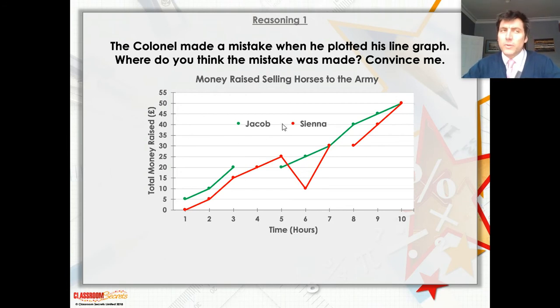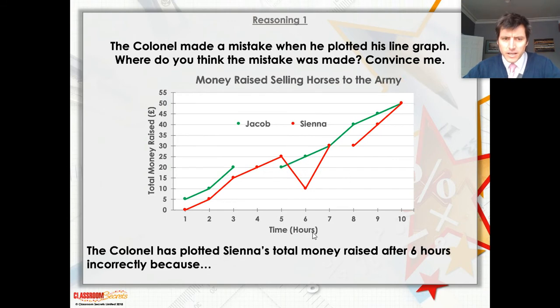So he's got two people working for him from his stables, and both of them are selling. Jacob and Sienna. What do you think the problem is with this line graph? Because Jacob still seems to. There's a gap there. But what do you think? Well, Sienna's is the problem. What is it about it? It's 6 hours.